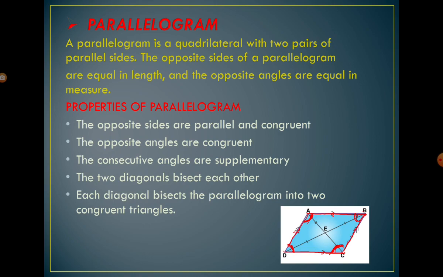Next one, the two diagonals bisect each other. Here AC is one diagonal and BD is another diagonal. So the two diagonals bisect each other, right?